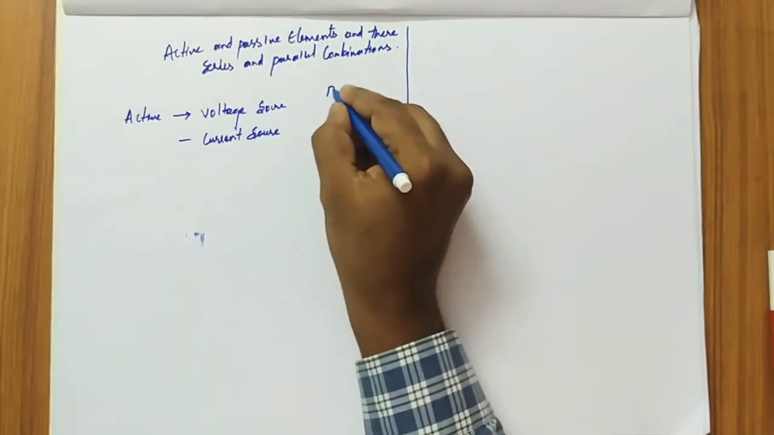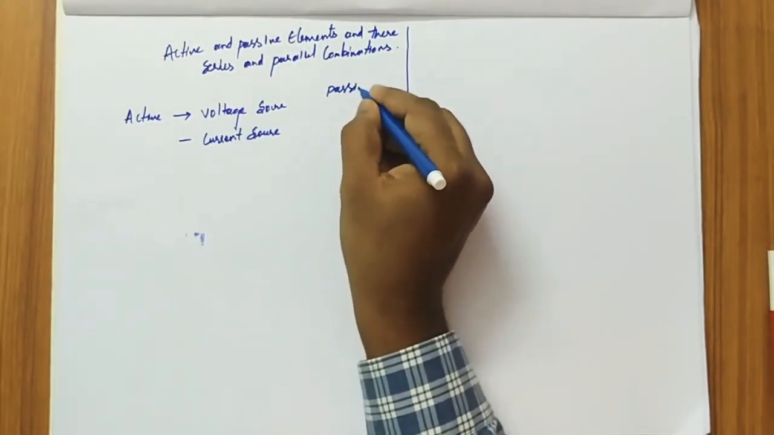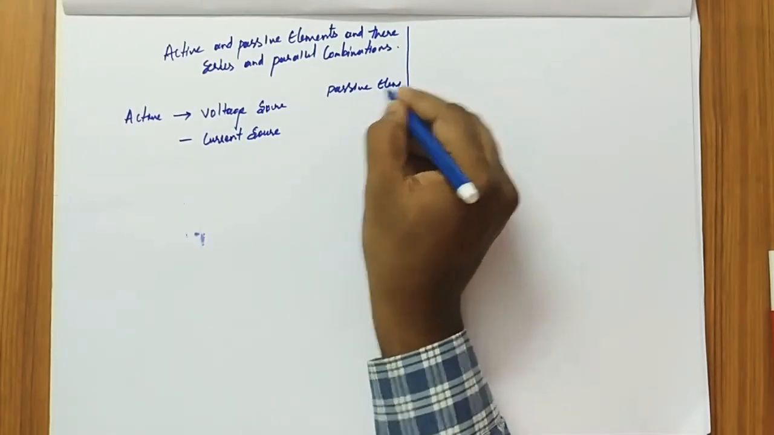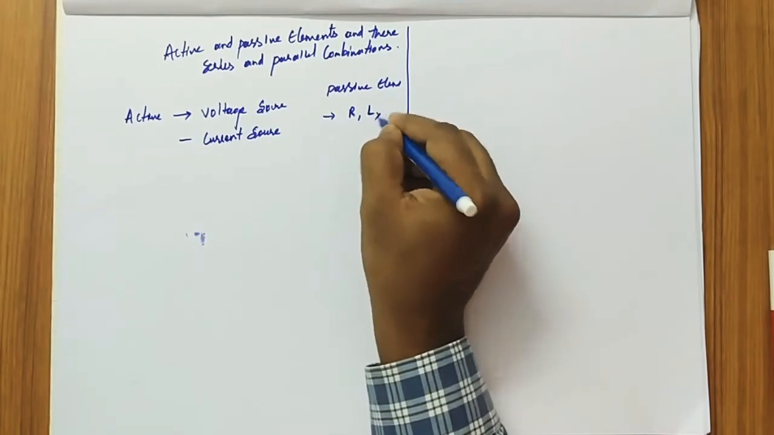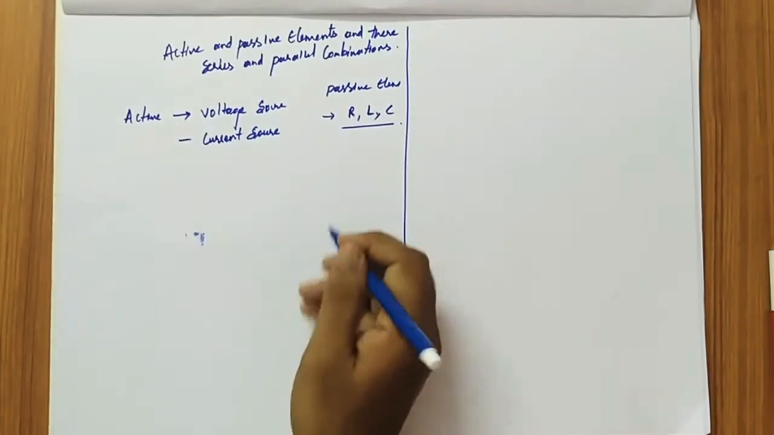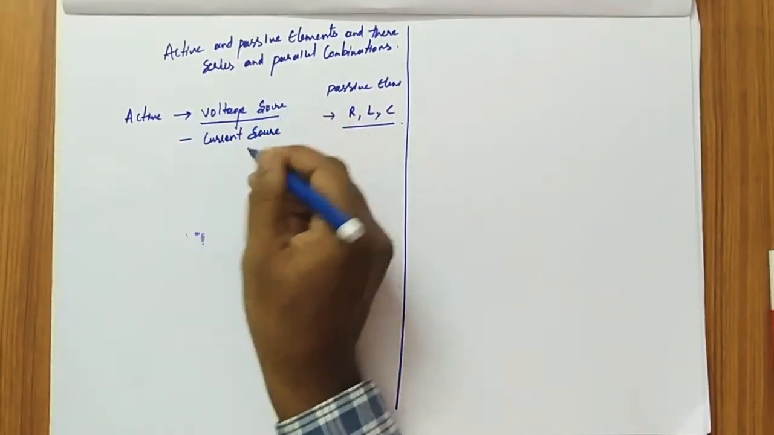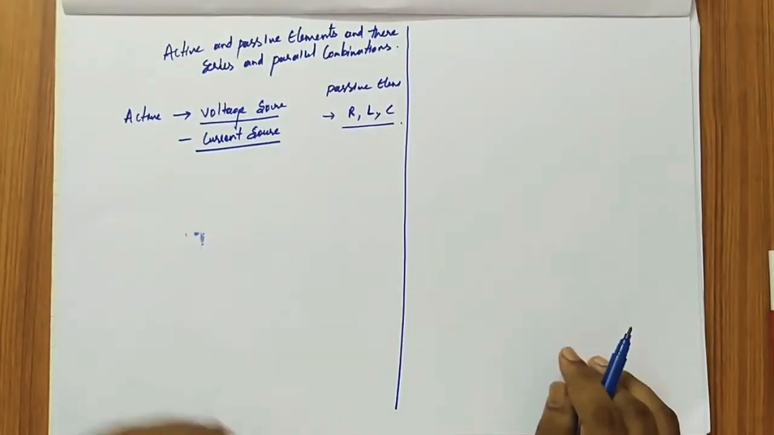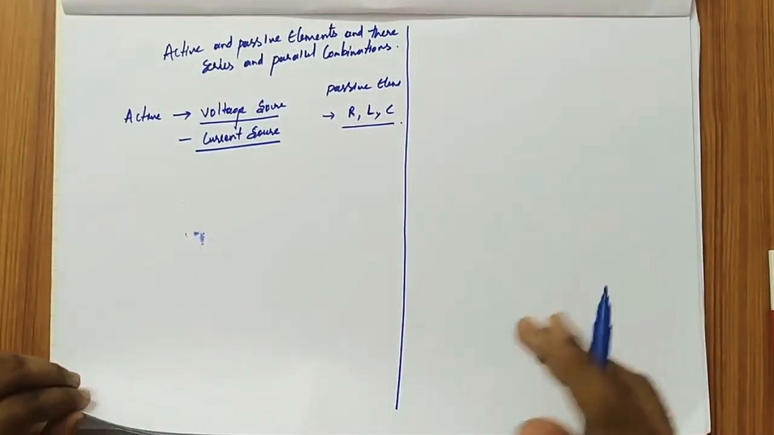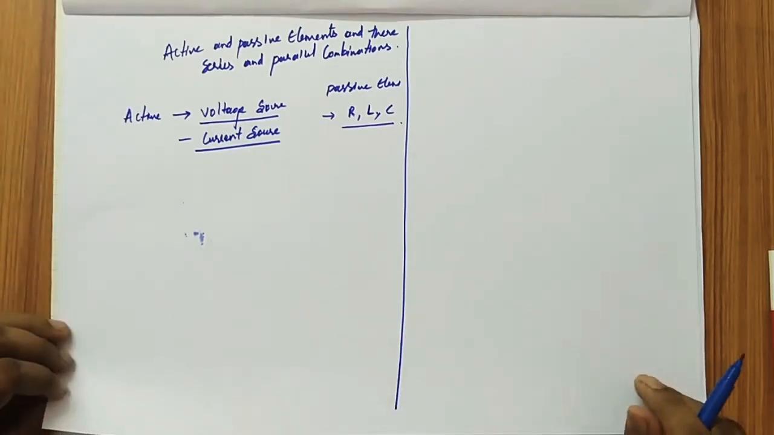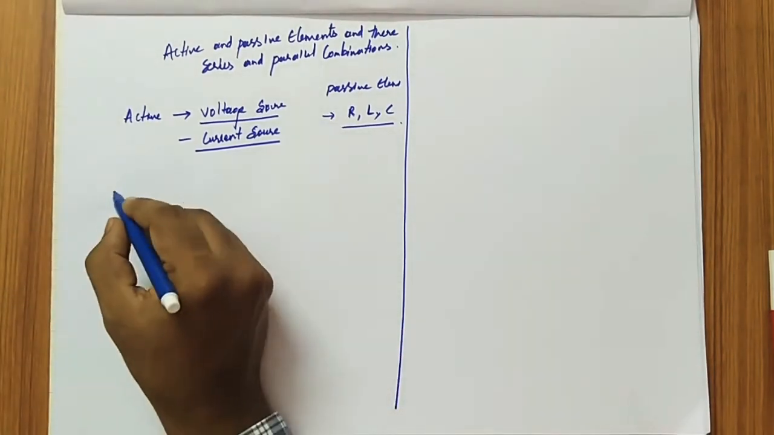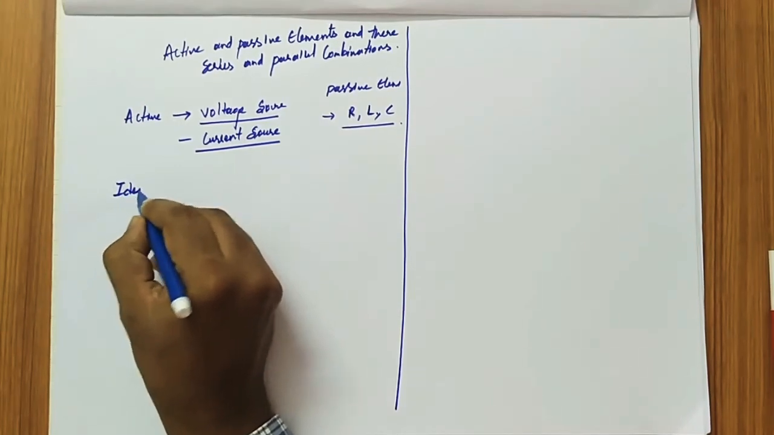And passive elements means we have an inductor, resistor, and capacitor. So what is the voltage source and what is the current source? So we have a voltage source like an ideal voltage source. What is an ideal voltage source?